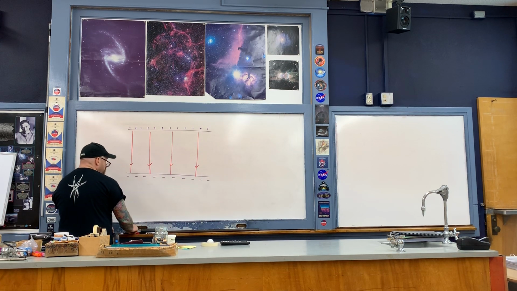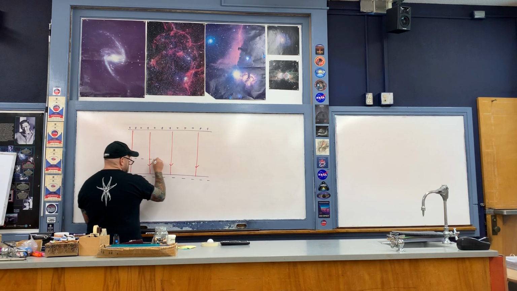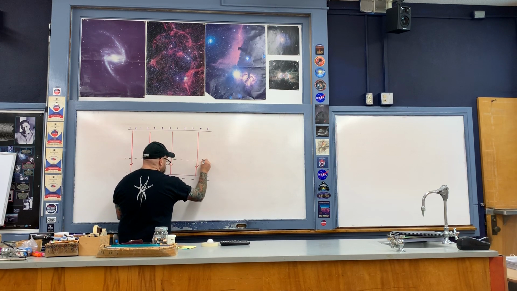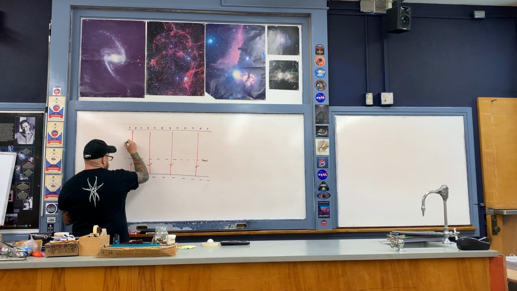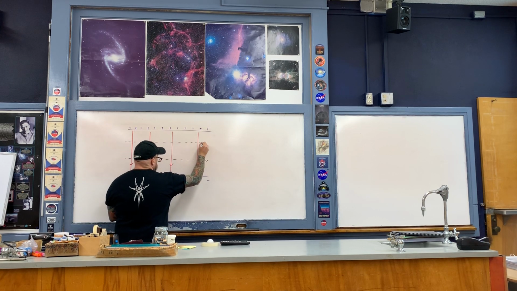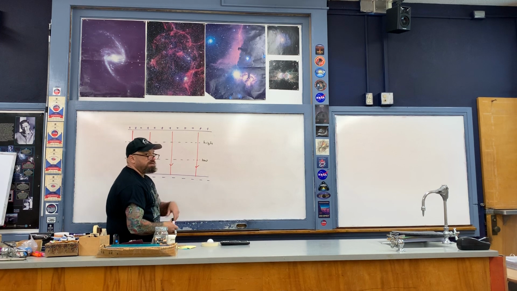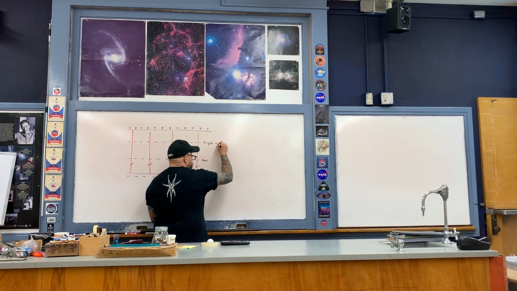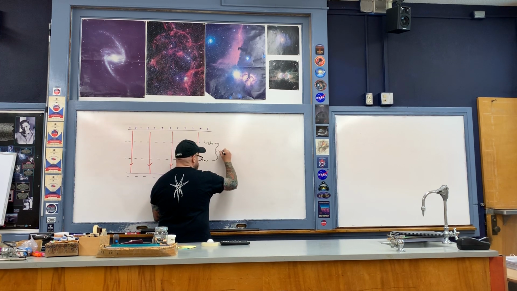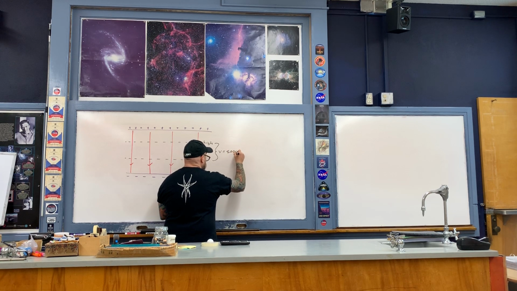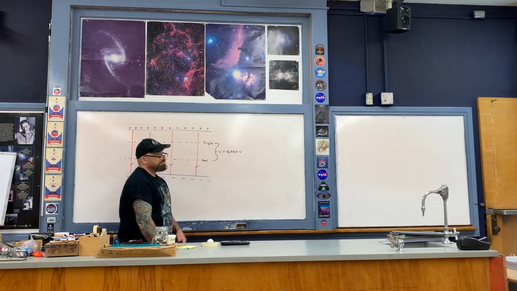Okay, and then I have two equipotential surfaces. Right here we'll say is low potential. Right here is high potential. And then the difference between the two, the potential difference, is given to us. This is the voltage V. It's equal to 5,000 volts.